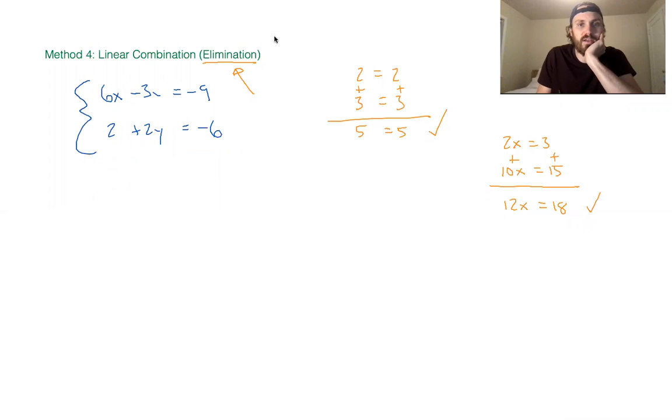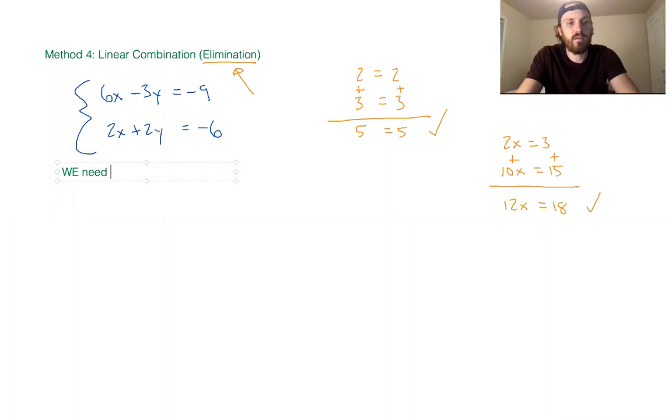Okay, so I think I kind of destroyed part of my thing there. But this said 6x minus 3y, and this is 2x plus 2y equals -6. So what we need is we need the following. We need the coefficients of either x or y to be opposites in the two equations.